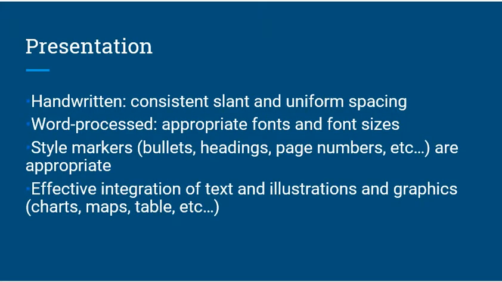And the last one is not part of the six traits, but many people say it's another trait, and you can do it if you can apply all the six. The seventh one will come automatically, like handwriting: consistent slant and uniform spacing, word processed, appropriate fonts and font sizes if you're typing. Style markers like bullets, headings, page numbers, etc. are appropriate if you're typing something. In that case, effective integration of text and illustration and graphics, charts, maps, tables, etc. if you're writing any research paper.